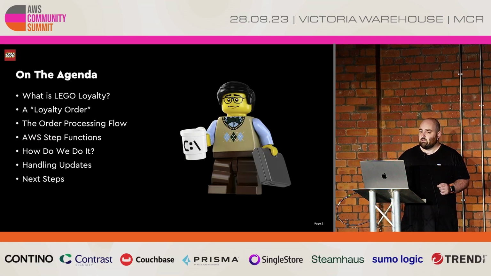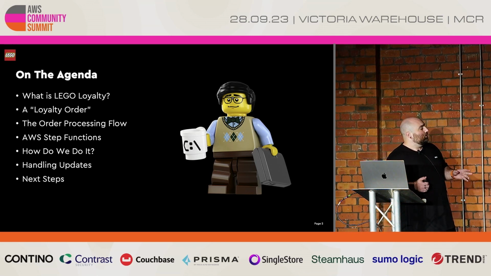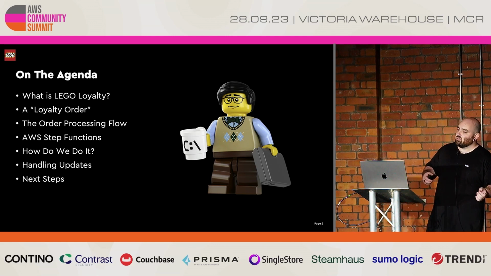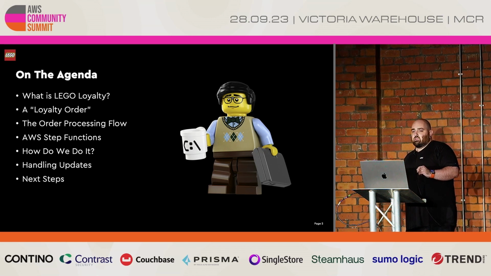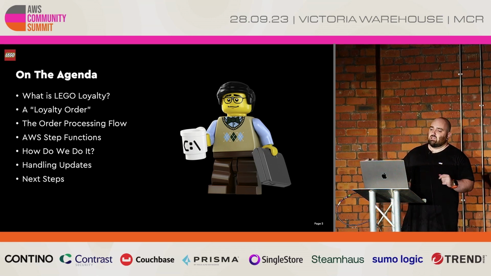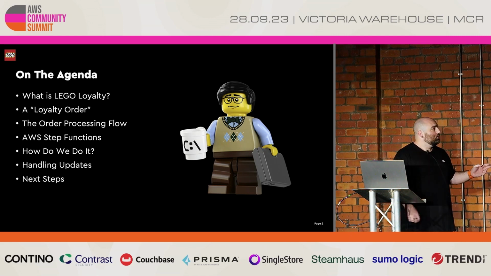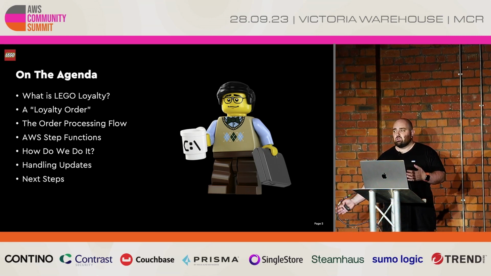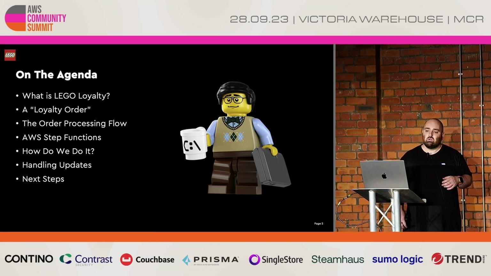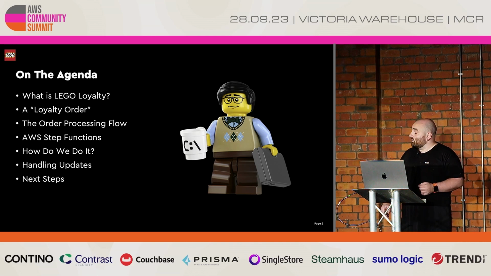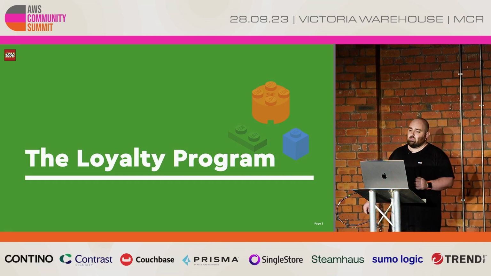So on the agenda, we'll run through quite a few different bits and pieces. We'll talk about what loyalty is at LEGO and the LEGO Group. We'll talk about what a loyalty order is, as opposed to an order, let's say. We'll have a look at the order processing flow that we have. We'll have a look at AWS Step Functions. Then we'll talk about how we do it within the loyalty squad and on the loyalty service platform. Then we'll look at how we're handling updates and do some talking about next steps and where we're going to go in the future.